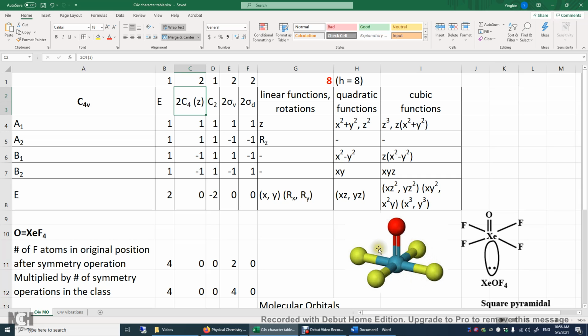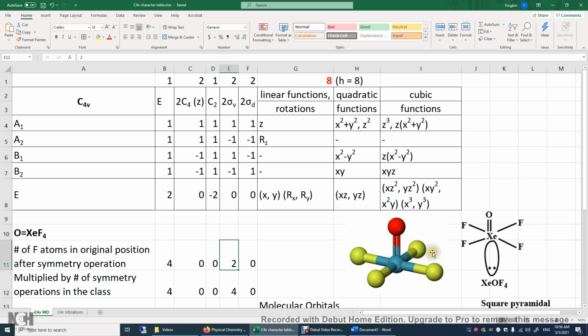When you do that, all four fluorine atoms move away from their original position. So you put the number 0 here. Zero fluorine atoms remain in the original position. What about the C2 operation, 180 degrees? Again, all four fluorine atoms move away from their original position. So you put 0 here.